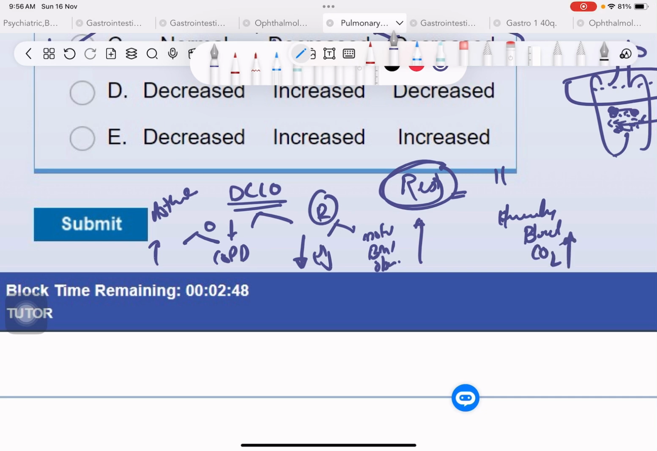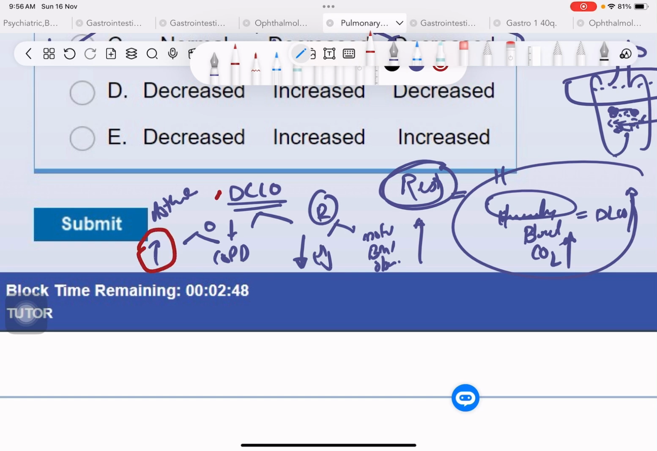So where it was increased in asthma and COPD, in restrictive disease it was decreased in lung pathology, and it is increased in hemorrhage. So you don't have to remember, it's just common sense. So this is your answer.